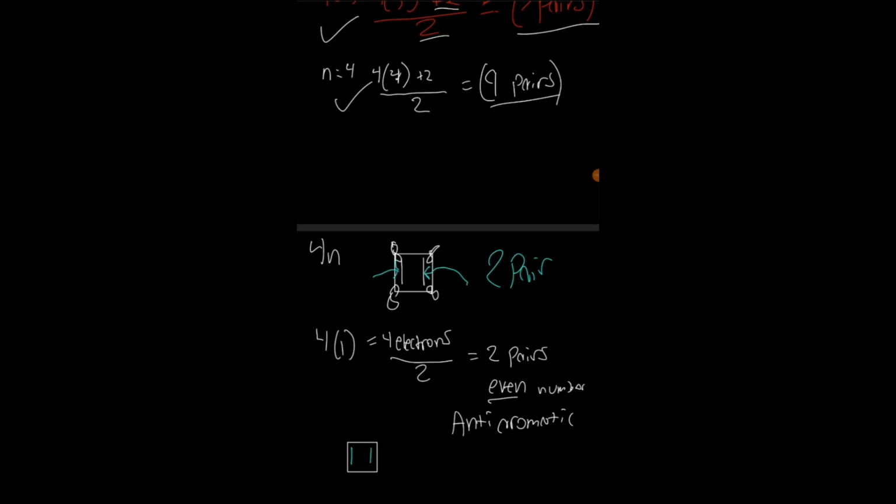So we count our 2 pairs. We use the formula 4n, right here, sorry. Use the formula 4n. Okay? 4 times whatever number of pairs you have in there. That's going to give us our anti-aromatic.